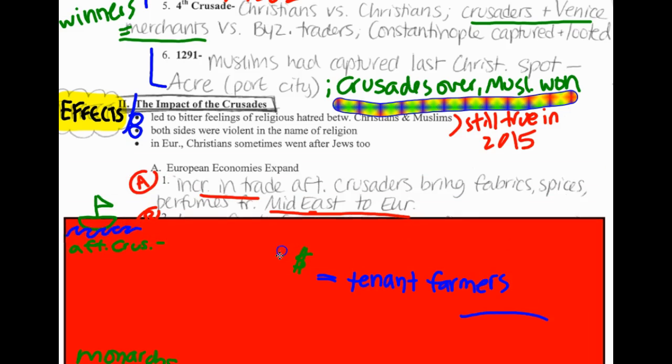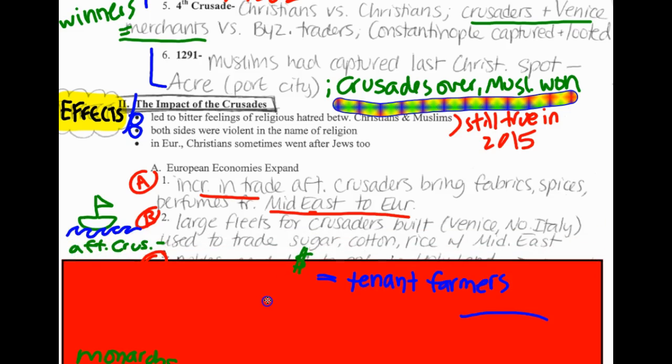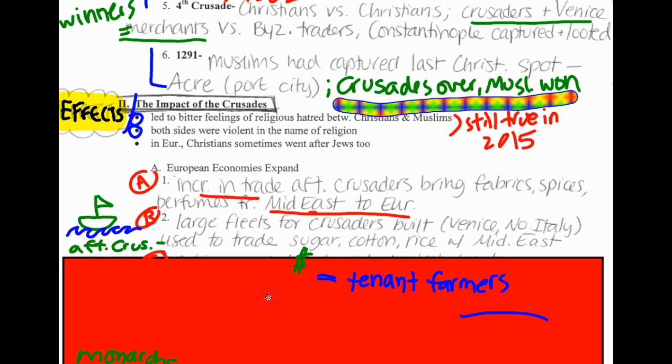Some have to do with the economy. First one, more trade between the Middle East and Europe, with some specific goods listed there. Second effect, there were boats built for the Crusaders to get to the Holy Land. Once the Crusades were over, what are you going to do with the boats? You're going to use them to trade. And I've listed some goods there.